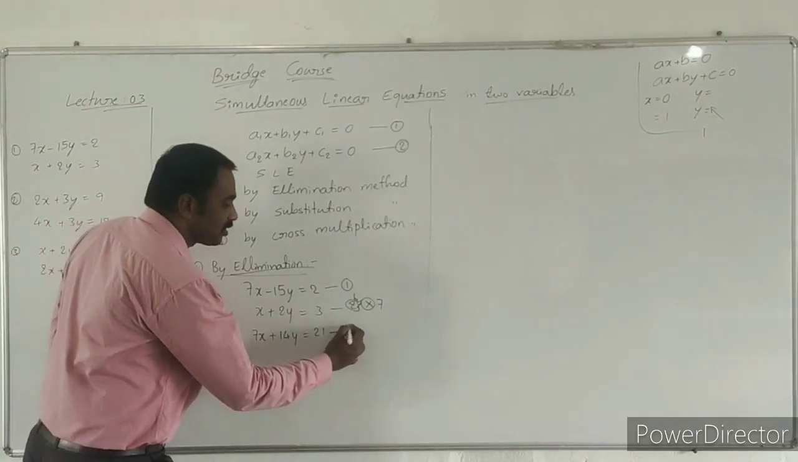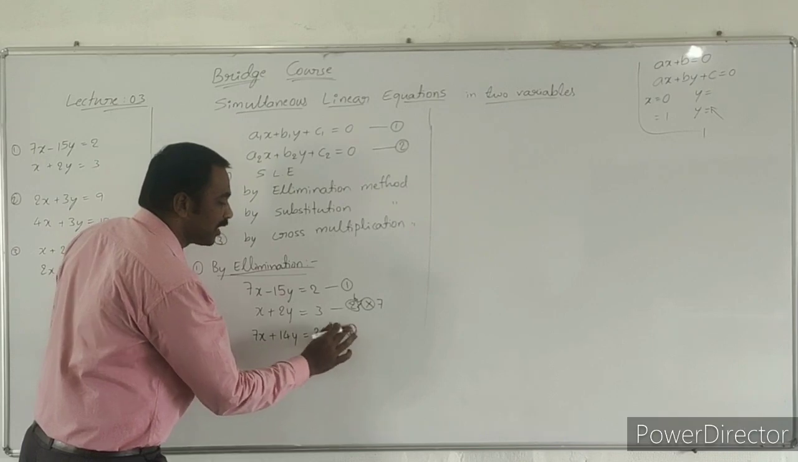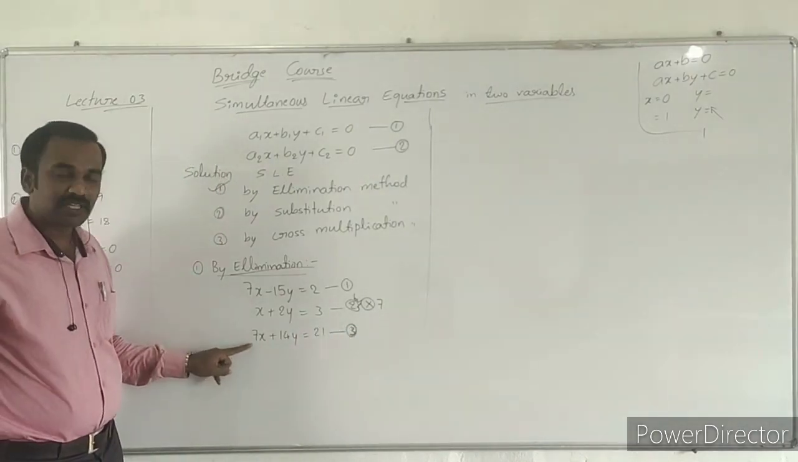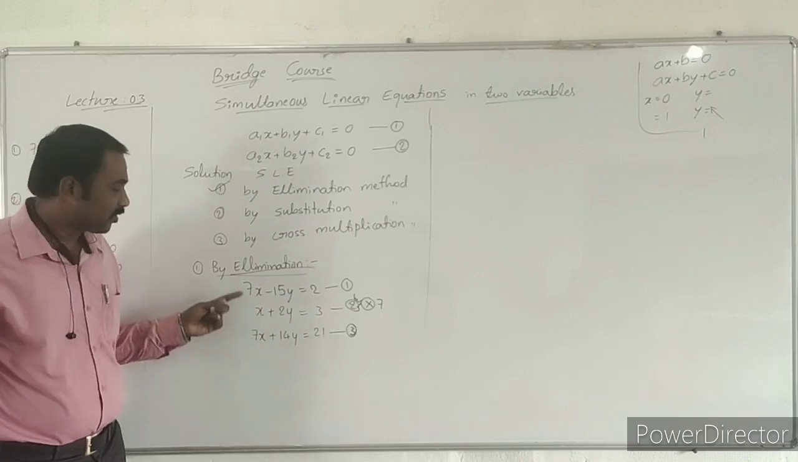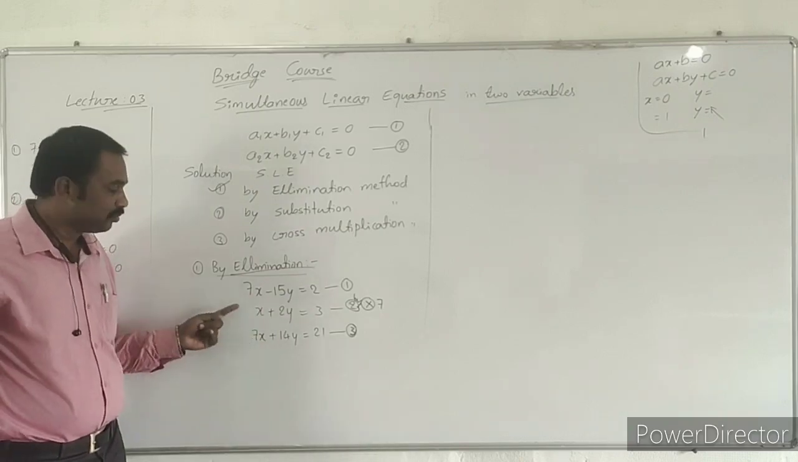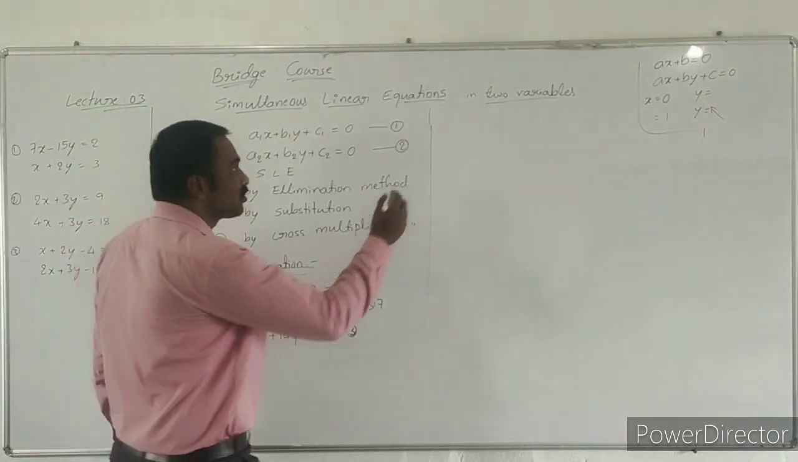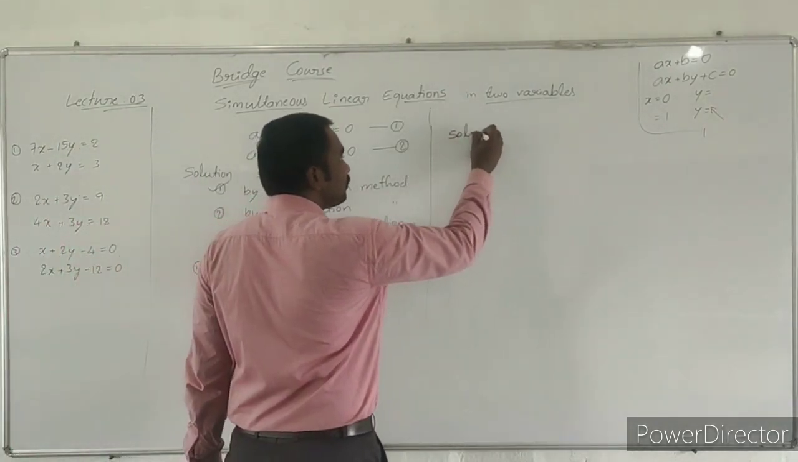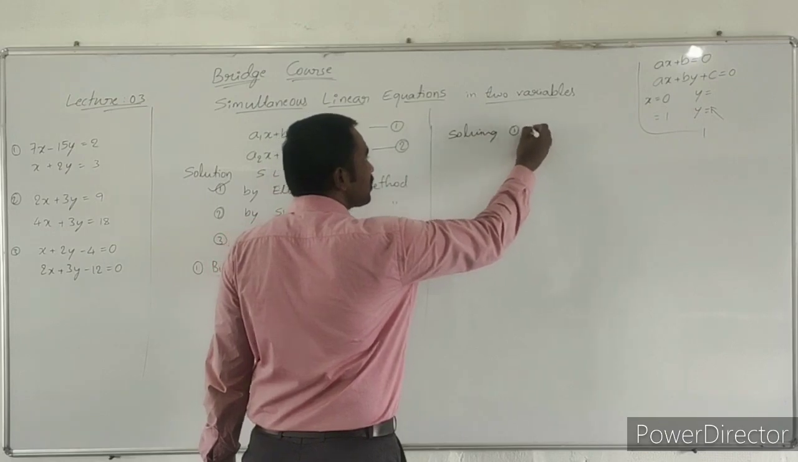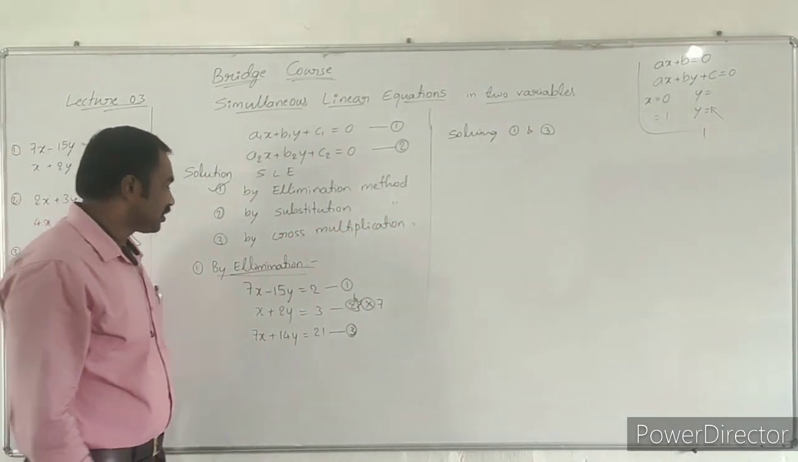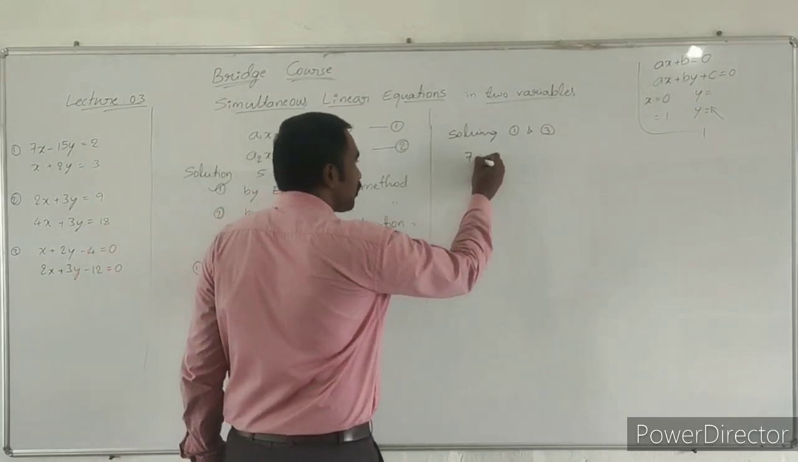Now solving equation number 1 and 3. Observe that the x coefficient is 7 here, and here also the x coefficient is 7. Leave equation 2 for now, because I am just interested in eliminating one variable. Now I am going to solve equation number 1 and equation number 3.